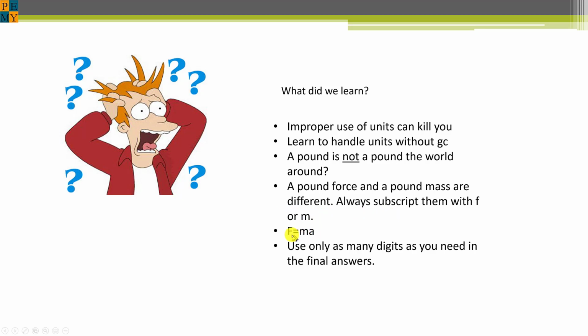Of course, it goes without saying that you have to know F equals ma, and we'll have examples coming up. Use only as many digits as you need in the final answers. It's fine to carry them through with the calculations to reduce round-off error, but when you report your final numbers, keep them limited to the significant digits.